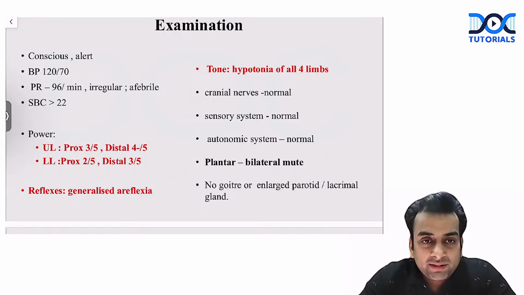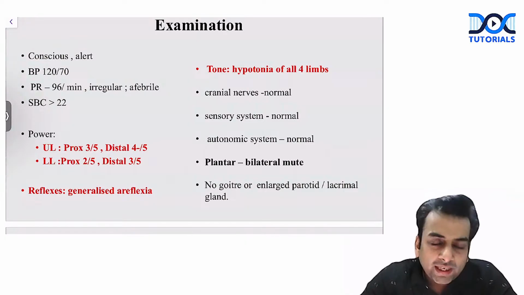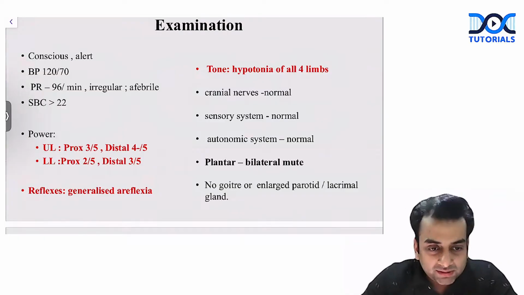In the upper limbs, the proximal muscles have a power of 3 by 5 and the distal muscles have a power of 4 minus by 5. In the lower limbs, the proximal muscles have a power of 2 by 5 and distally 3 by 5. So to say, there is more weakness in the lower limbs and more weakness in the proximal muscles.